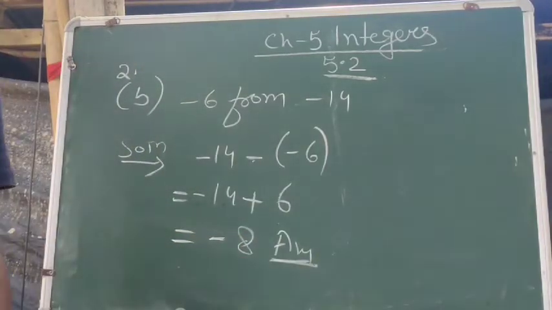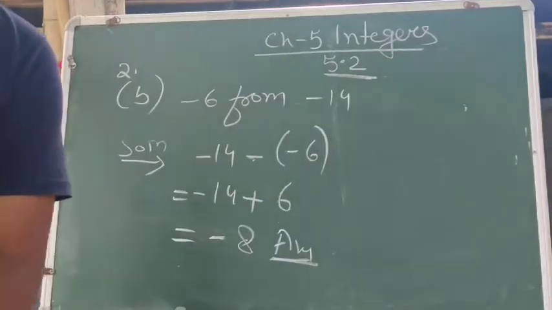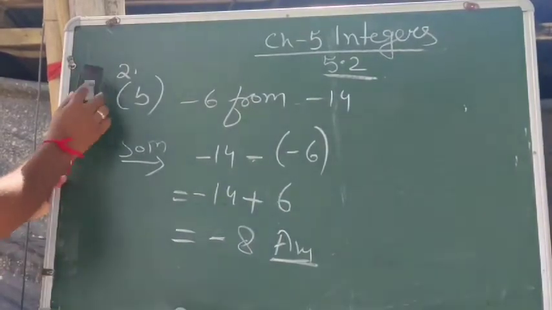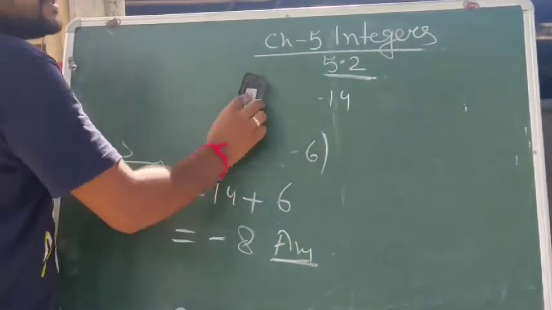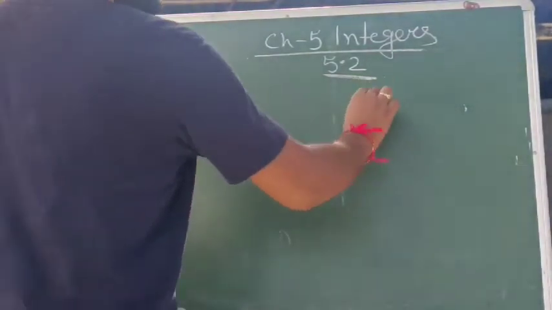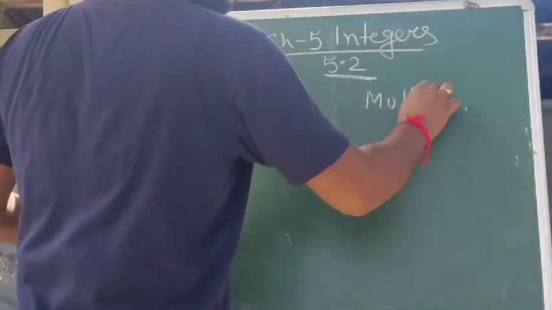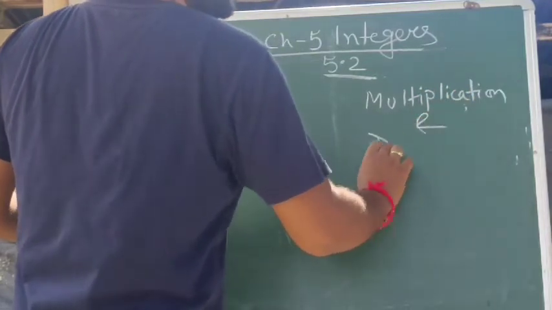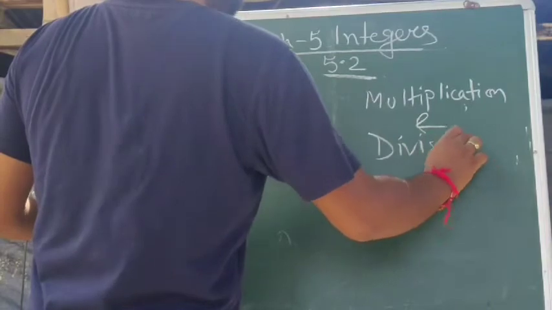Already I have taught you in the class, but once again I have given you a revision of these questions. Let us start with multiplication. How to multiply integers. Okay, let's see how to multiply integers. In the case of multiplication and division of integers, what to do with the negative sign?